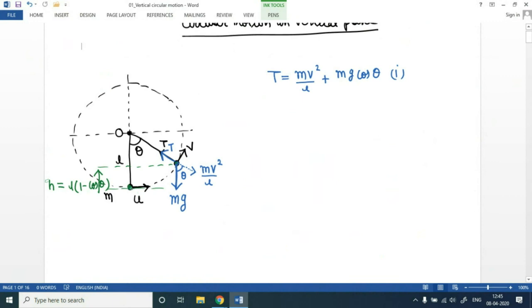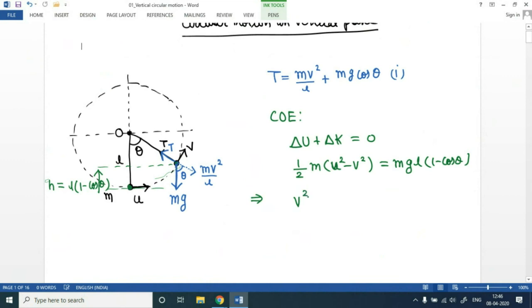As the particle moves from the initial position to this final position, its potential energy is going to increase, and using the principle of conservation of energy, the kinetic energy will be decreasing. That means the speed will be decreasing as well. Using conservation of energy, delta U plus delta K is equal to 0. The decrease in kinetic energy, half m into u square minus v square, will be equal to the increase in potential energy, mgh, or mgL into 1 minus cos theta. That simply gives us v square equal to u square minus 2gL into 1 minus cos theta. This is equation number 2.